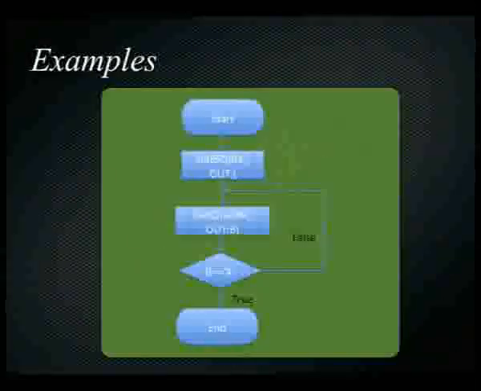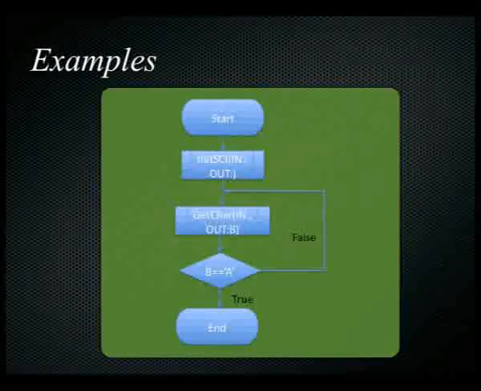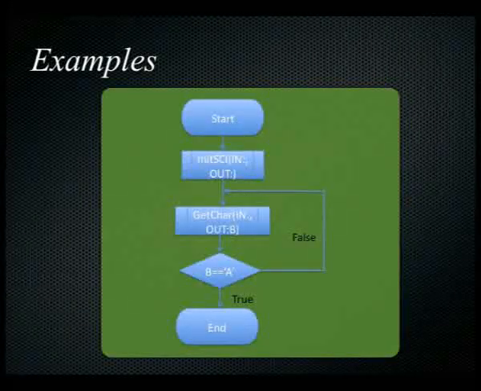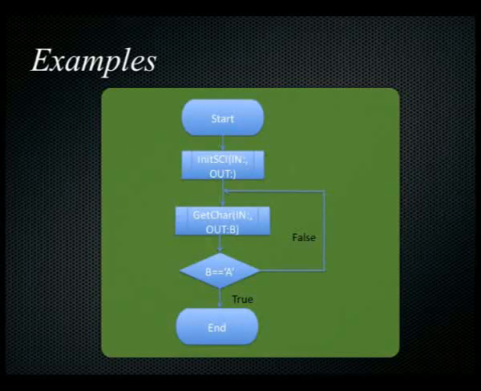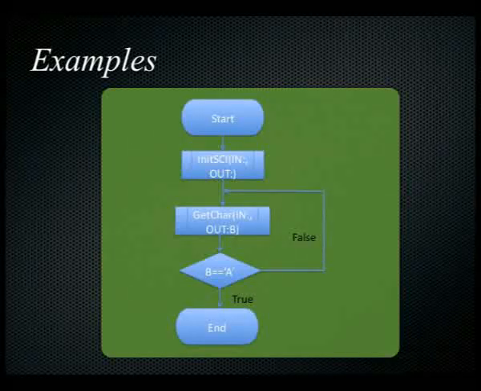To give you an example, same sort of example we had before, we start our code, we do init SCI and initialize it, so there's no arguments for our init SCI. We then do a get char, so we have our out B, our output coming back through on B, and then we check the value of B to see if it's A. If it's not A, we go back and do our get char again. If in fact the value of B is A, then we exit our flowchart back to the end block.